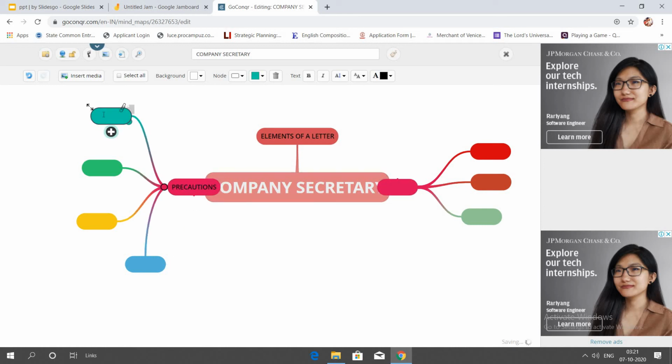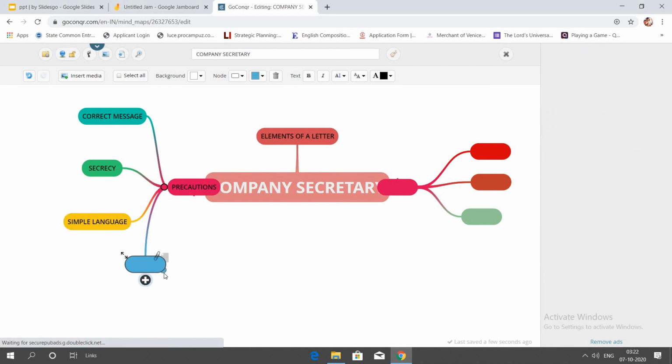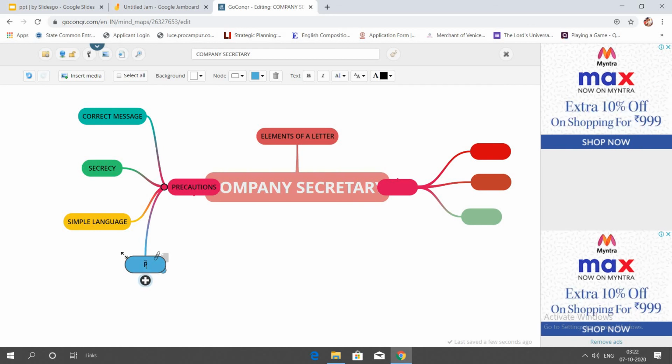And what were the precautions? Yes, it was sending across correct message, maintaining secrecy. Okay. Simple language to be followed. And to give prompt response.